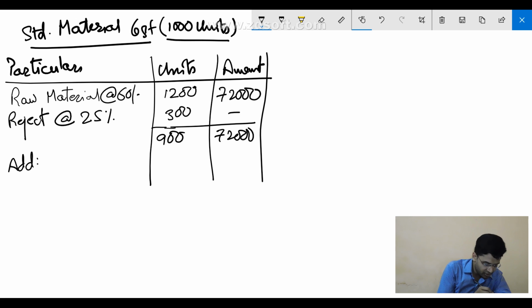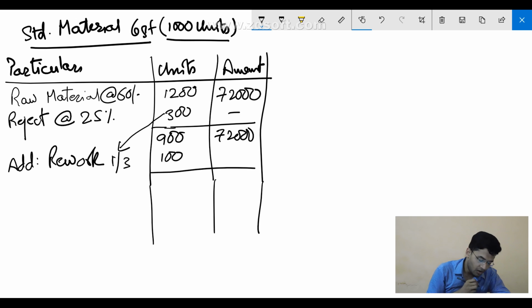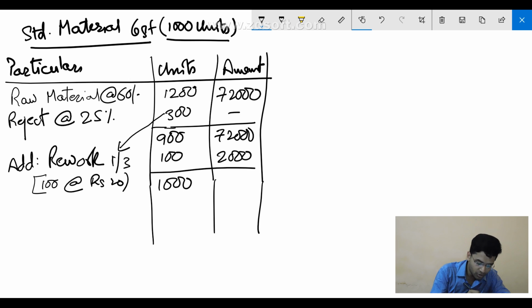Now let me tell you that some rejects are reintroduced as rework, and the quantity will be 100 units. Why 100 units? Because 1/3 of the rejects are reintroduced as rework. So 1/3 will be added as rework to our cost of production. Now at what rate will these 100 units be reworked? The rate will be rupees 20 per unit. The question says that the rate should be 20 per unit, so 2000 rupees will be our expenditure. So we have 1000 units at the amount of 74,000 rupees.